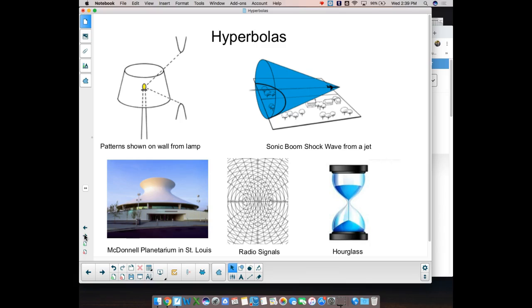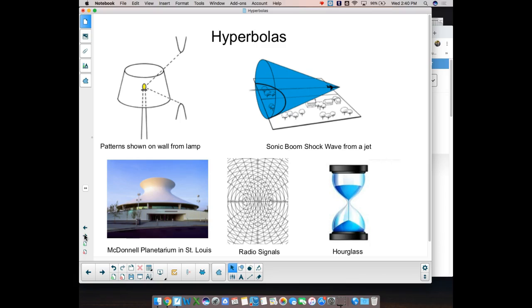Radio signals, the hourglass, the McDonald Planetarium in St. Louis. My two favorite ones are sonic booms. One, because sonic booms are pretty cool. Unless you're a window, then a sonic boom's not really cool. But if you're just standing outside and you hear a sonic boom, it's actually pretty cool. But the cool one is if you had a lamp. I love lamp. Anchorman.